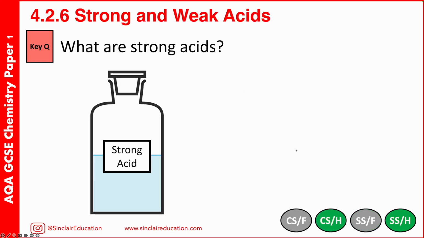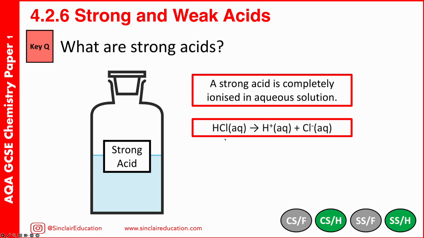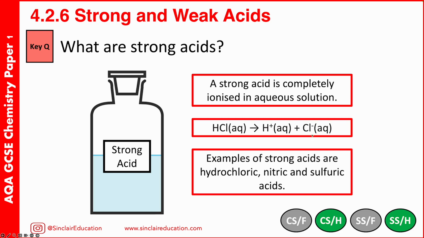Now, back onto content that's on both the combined and separate science but higher only, we've got this idea of strong acids. Now, strong acids are completely ionized when in solution. So what this means, for example, if I've got hydrochloric acid, the hydrogen ions in their entirety dissociate and separate from the chloride ions. Now, examples of strong acids that you would use in a lab are hydrochloric, nitric and sulfuric acid. These will tend to have pHs of around 1 to 2, and you might be asked to estimate within your exam.